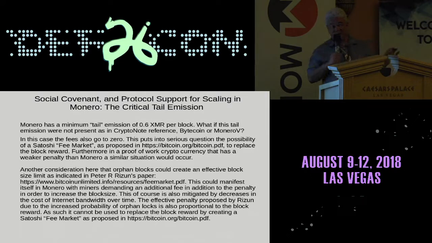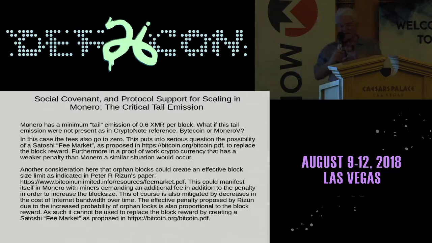It is very valuable, very important research, but it does not provide an answer to replacing the block reward with fees. And this is actually a very difficult question. One of the conclusions that one can make is that if you have another cryptocurrency and they impose a penalty in terms of the block reward that is weaker than that in Monero, then it's going to run into the same problem.